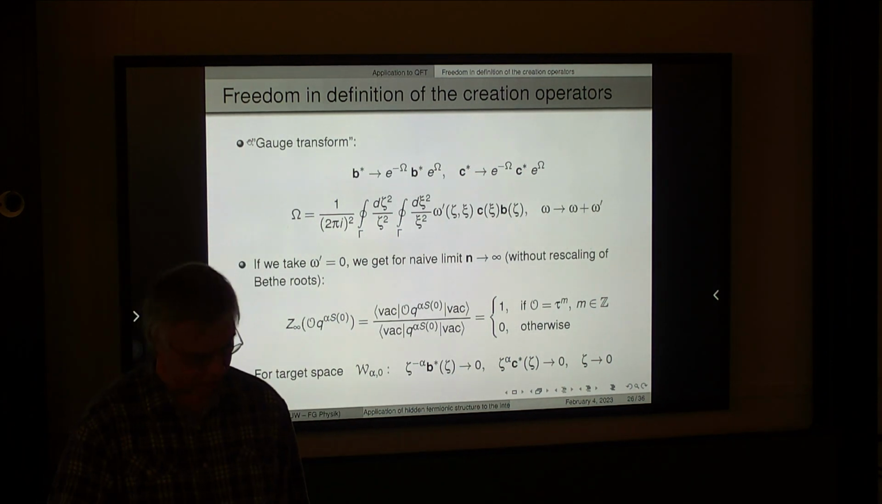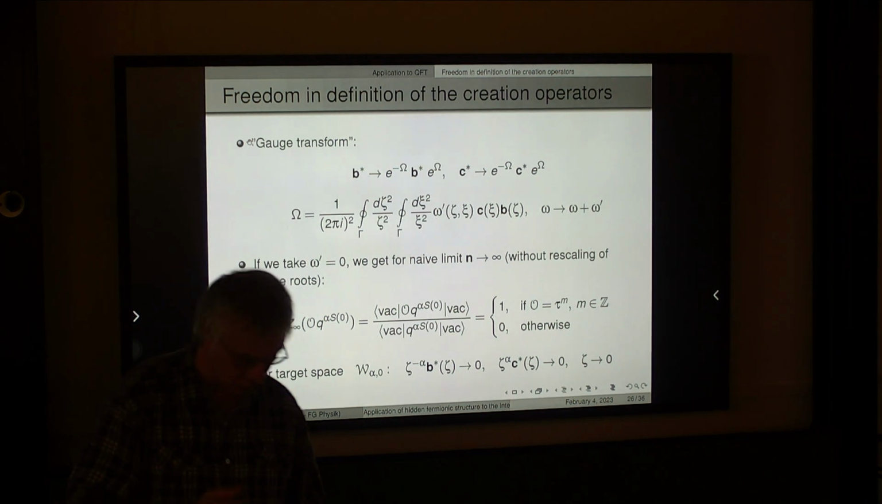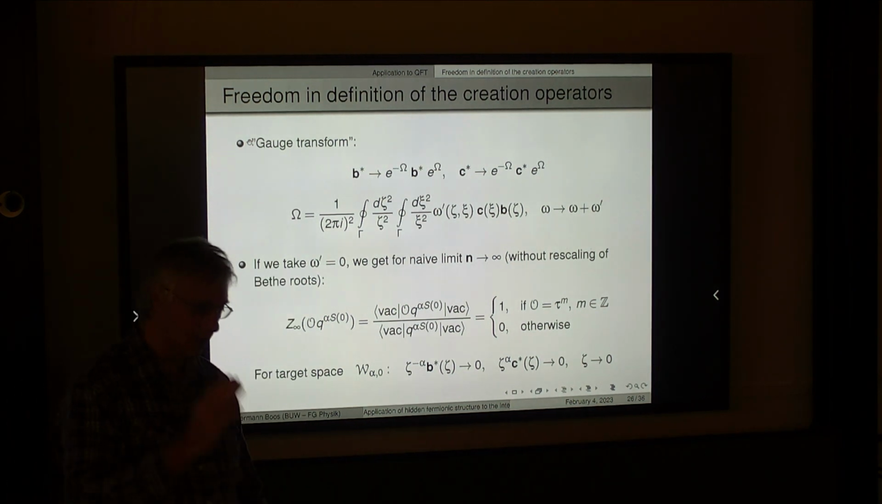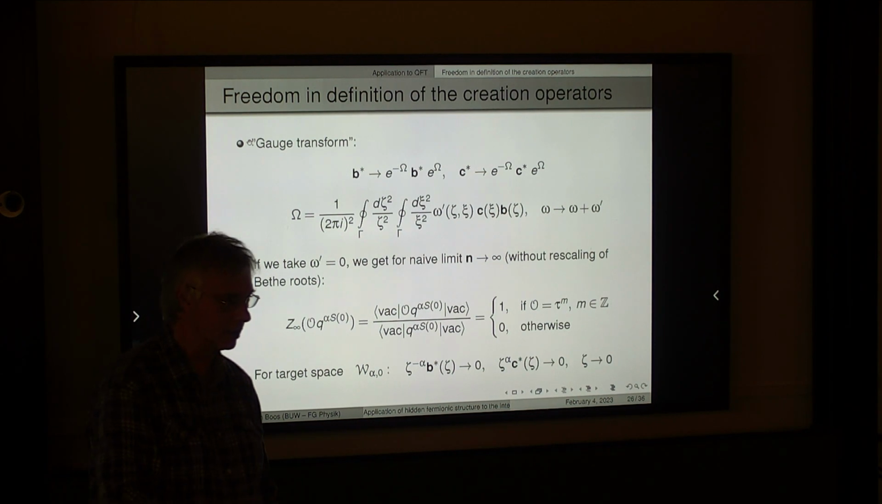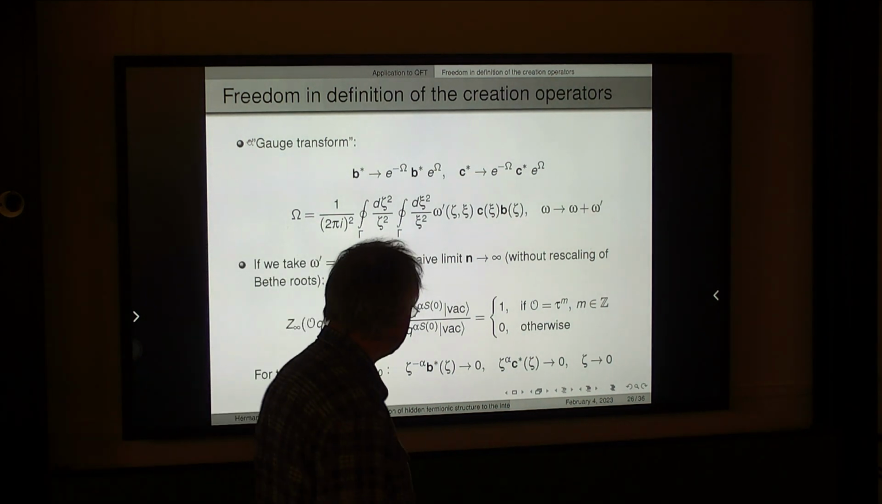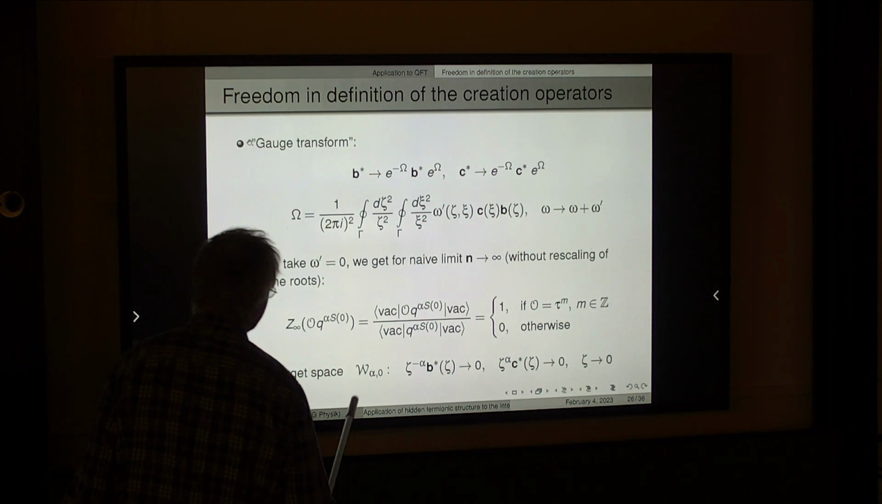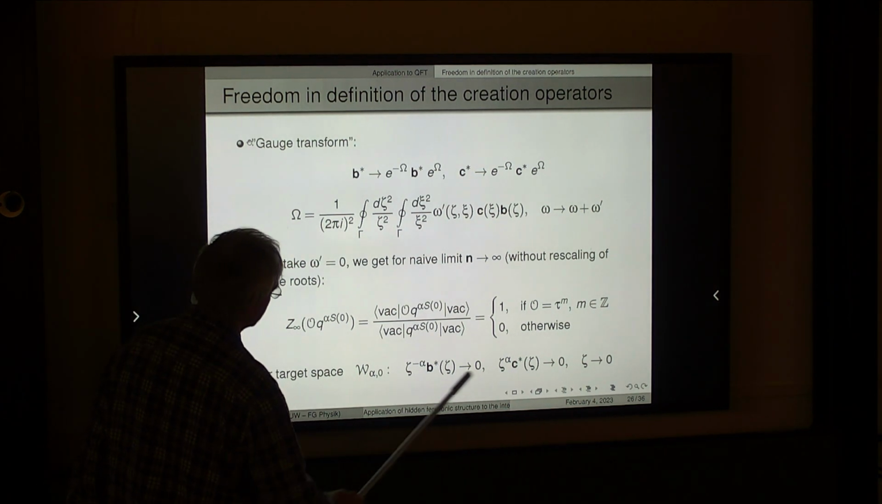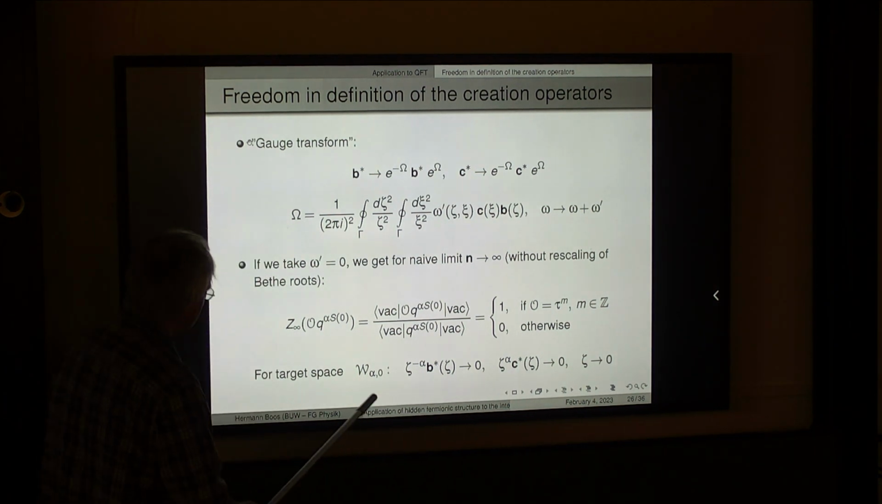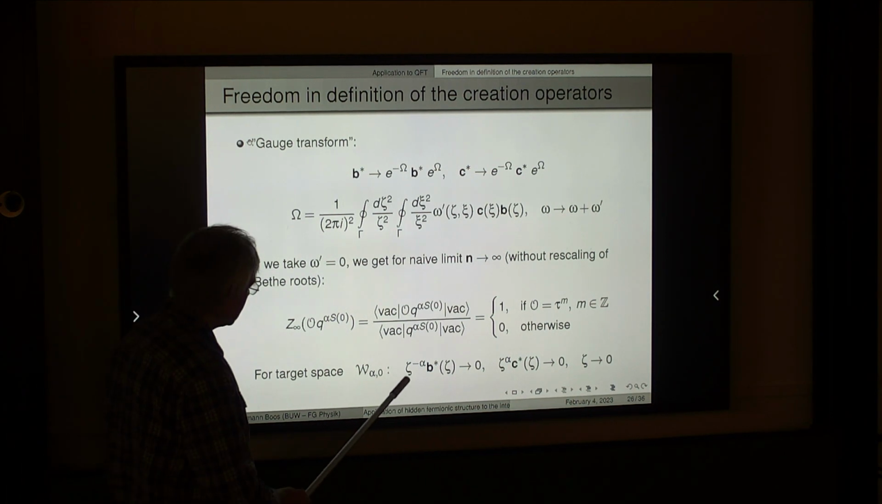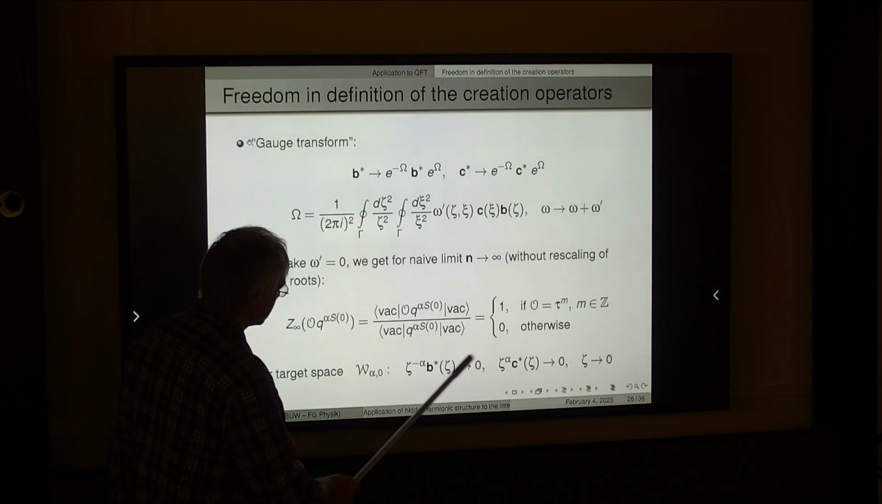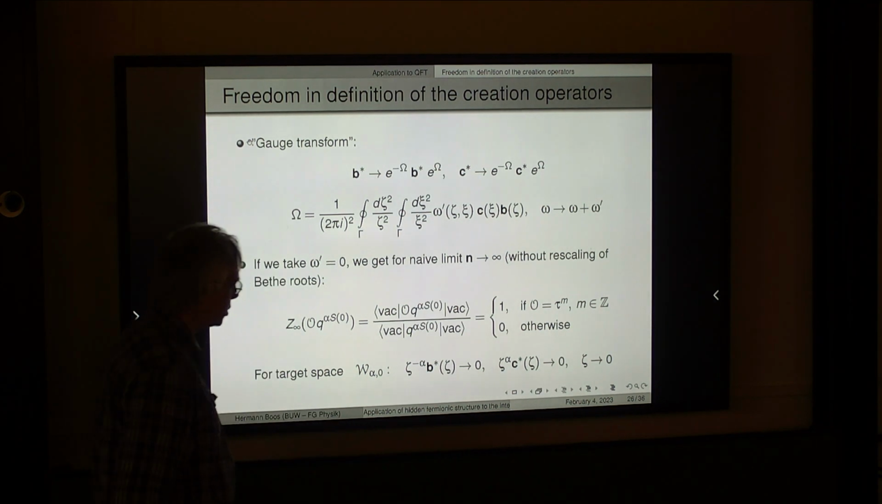And this looks very much like what happens in conformal field theory, because if you take the one point function of a primary field, it is either 0 or it is 1 for the identity operator, right? In usual normalization. So this operator that we had, B star, C star, for the target space V alpha, has the following property when zeta goes to 0.